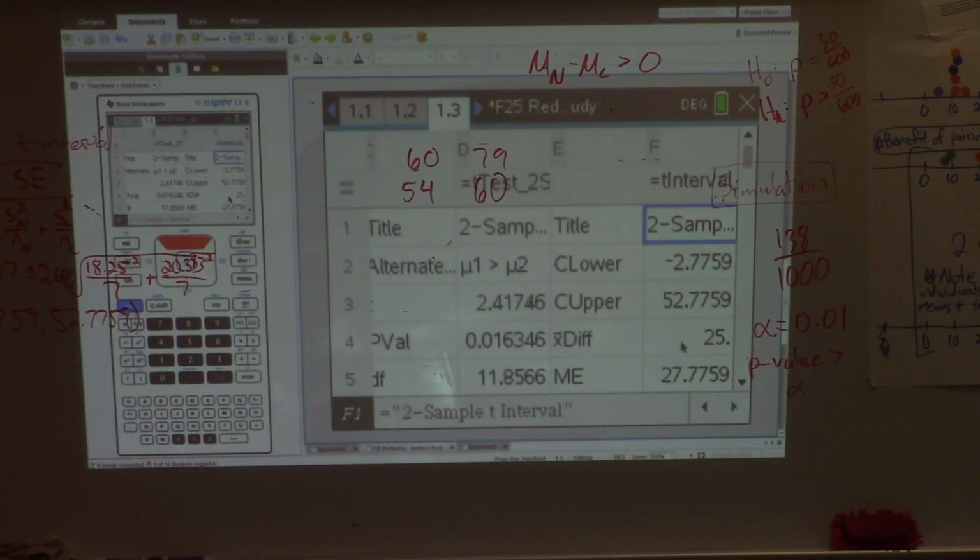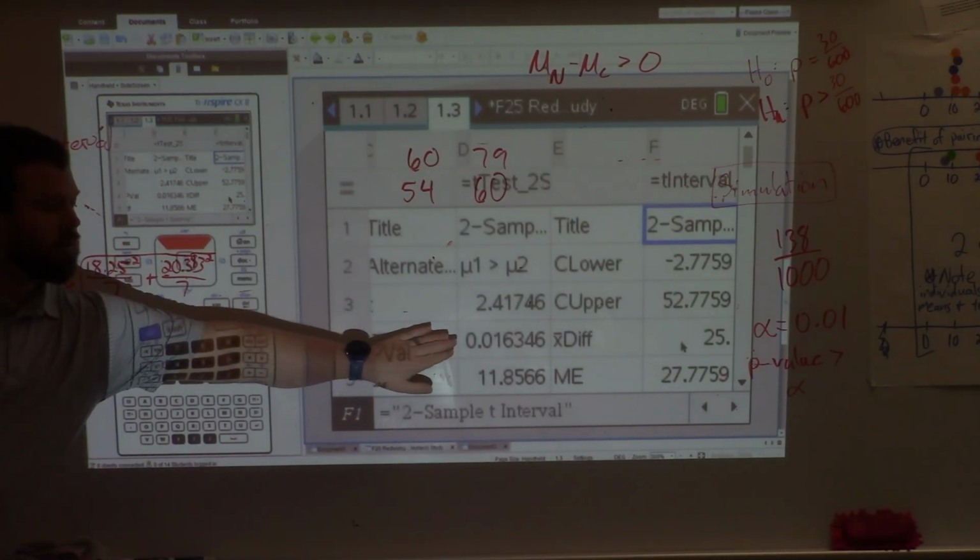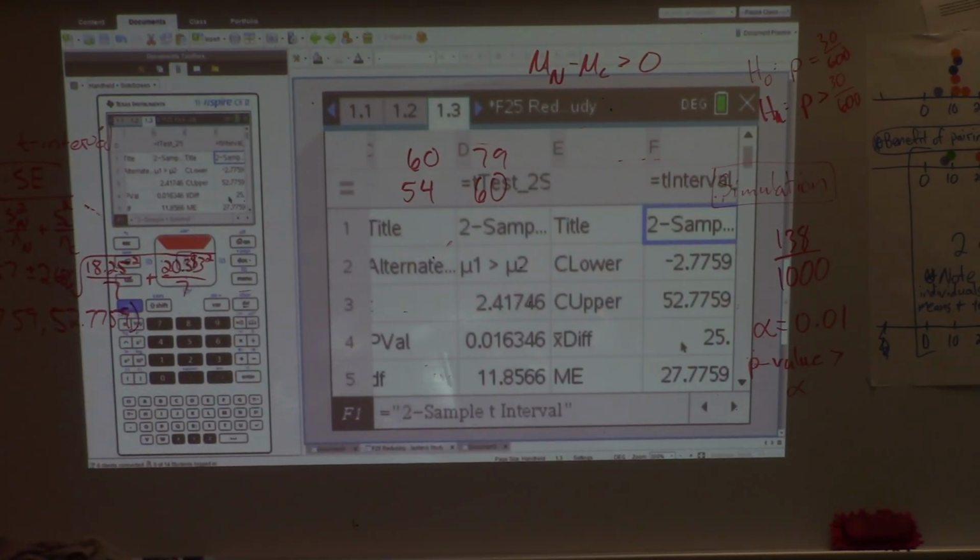Does that correspond to what we had when we ran through the test? Yeah, that p-value was greater than our alpha of 0.01. So remember, the confidence intervals and the hypothesis test tell the same story. The reason why we stress so much about hypothesis tests, even though confidence intervals give more information, is some statistics out there you can't do an interval with. You have to do a hypothesis test.